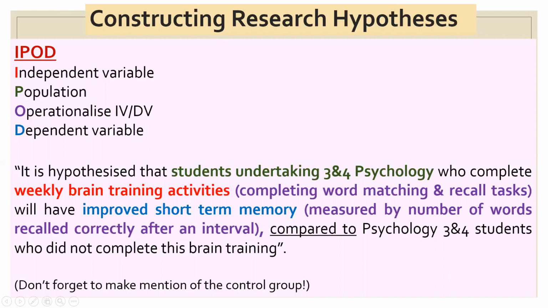Constructing research hypotheses. When we construct research hypotheses, we have to make sure that we include those 4 elements, which are our IV, population, operationalized IV and DV, and our simple DV.